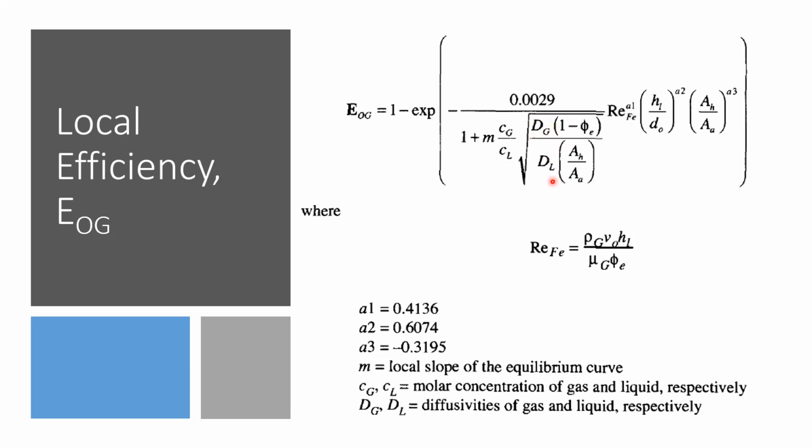Then we have dG and dL. dG is the diffusivity coefficient of the solute through the gas phase, and dL is the diffusivity coefficient of the solute through the liquid phase. And again, we have phi E, the capacity factor, and AH over AA. All of these parameters were already calculated or determined during the determination of the diameter, which we did in chapter 4. So if you already have all of these in an Excel worksheet, you can easily combine all of these parameters and calculate the local efficiency.